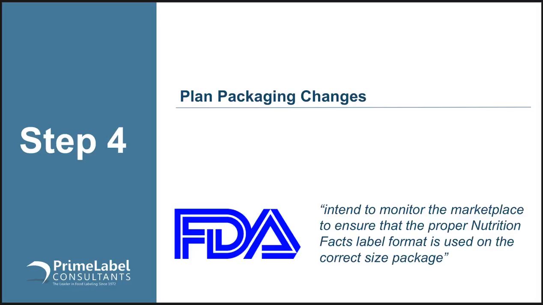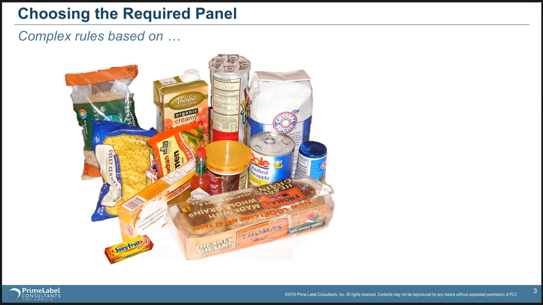This is because the FDA specifically noted in their new ruling that many packages, even now, are not using the appropriate panel, and that they, quote, intend to monitor the marketplace to ensure that the proper nutrition facts label format is used on the correct size package, unquote. So, we will do a quick review of how to select a compliant panel, and after that we will review what changes to packages will need to be made, and finally we'll look at an option for prioritizing the changes.